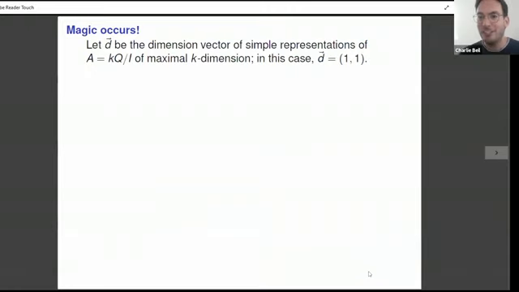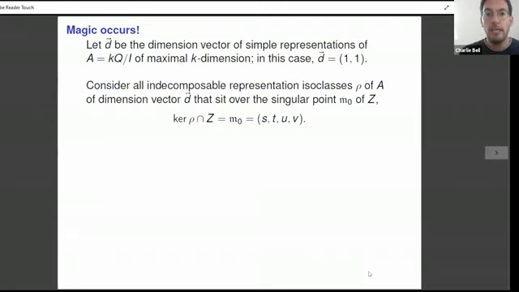Okay, so now magic occurs. Let D, with that little vector thing, be the dimension vector of a simple representation of our dimer algebra, or Gore algebra, because in this case they're the same, of maximal K dimension. So in this case, D is 1, 1. So there are no simple modules of dimension vector bigger than this. This is the maximal. You can't have 5, 5 or 5, 18 as a dimension vector and have a simple module with that dimension vector.